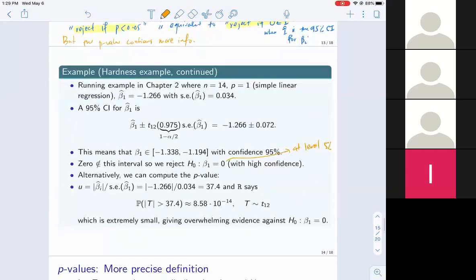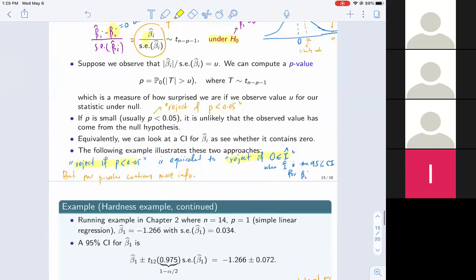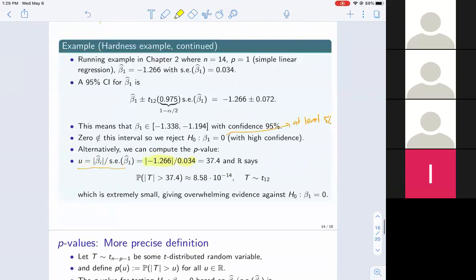But alternatively, we can compute the p-value. So in order to compute the p-value, you're going to compute the realized value of this t statistic, which is just the absolute value of this beta hat divided by the standard error. Okay, so that's this guy. So you just evaluate that, and so you get 37. Okay, that's the value of the t statistic.